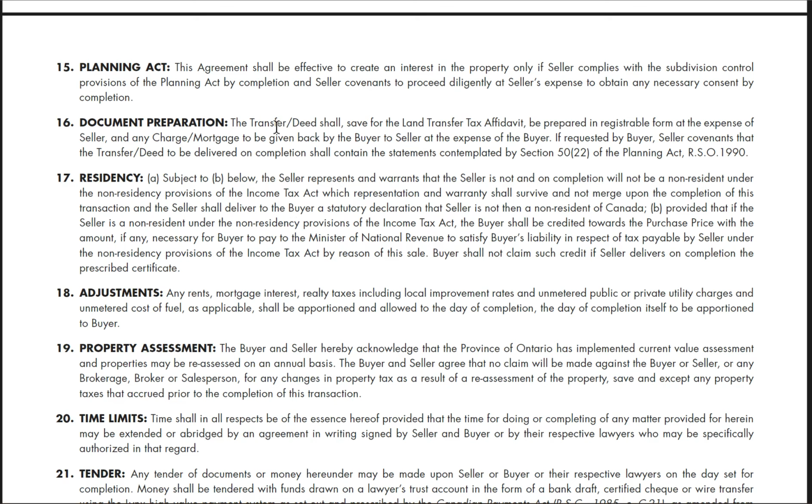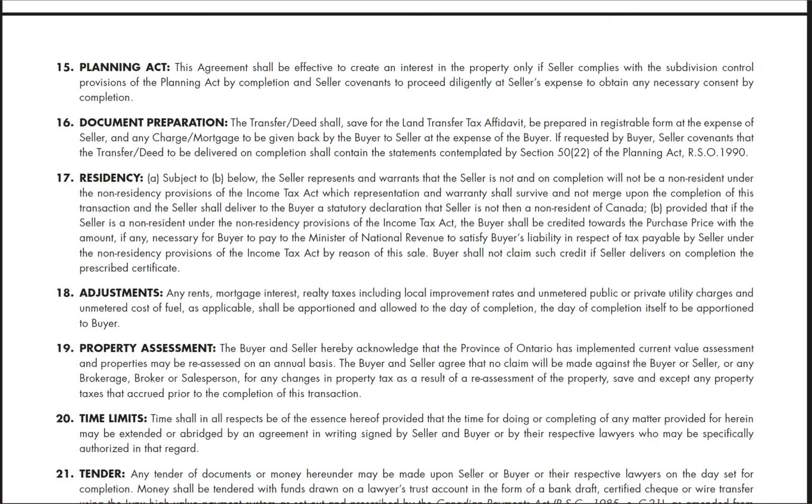Okay, transfer, where are we here? We are at document preparation, yes. Document preparations. So what does this clause mean? Basically, the seller must prepare the transfer or deed documents before closing, and the buyer is responsible for preparing the mortgage and financing documents before closing. If the buyer requests it, the seller must include a statement in the deed confirming compliance with the Planning Act. Why is this clause important? It basically ensures clarity of who's responsible for which documents and the costs associated with them.